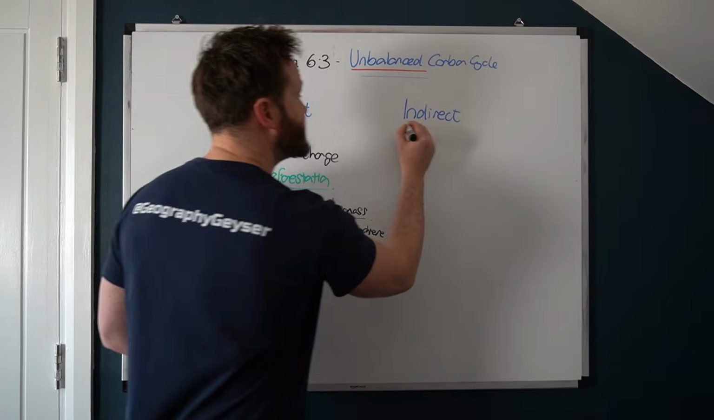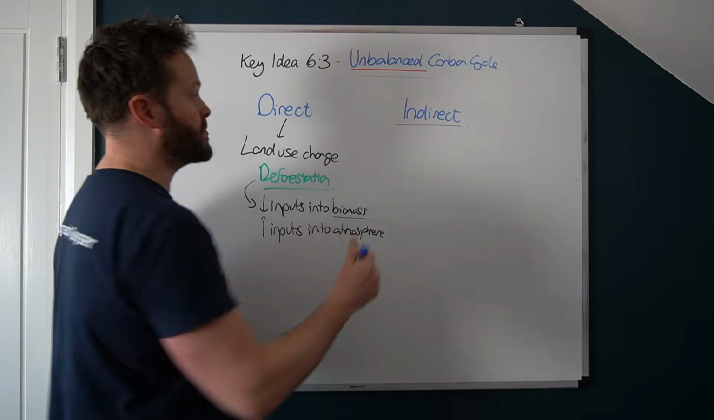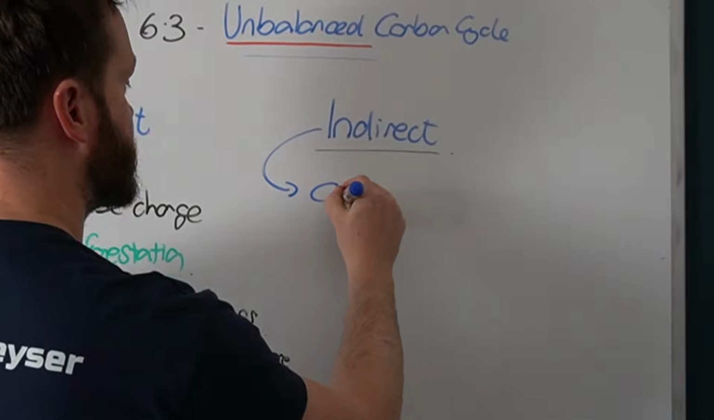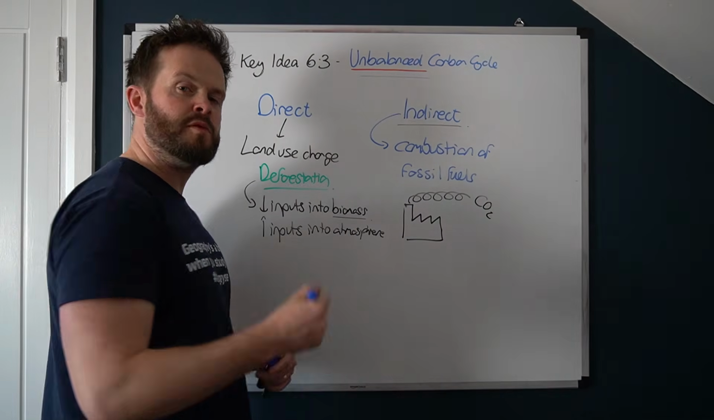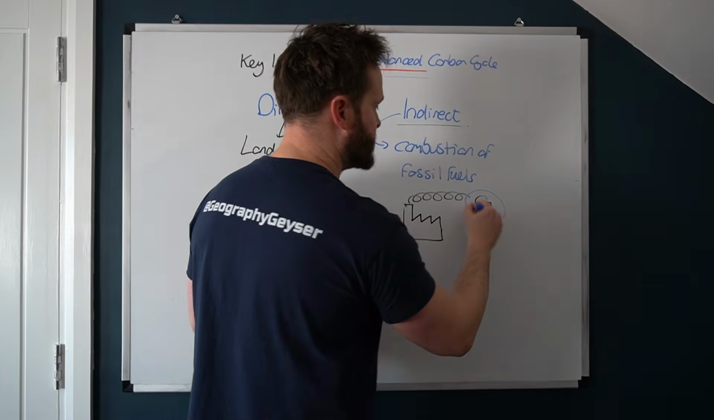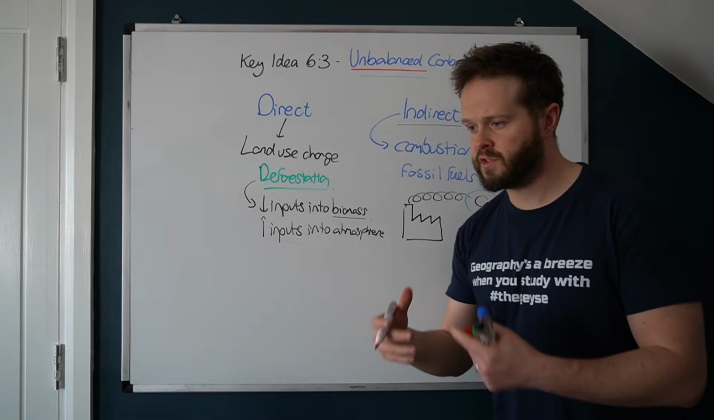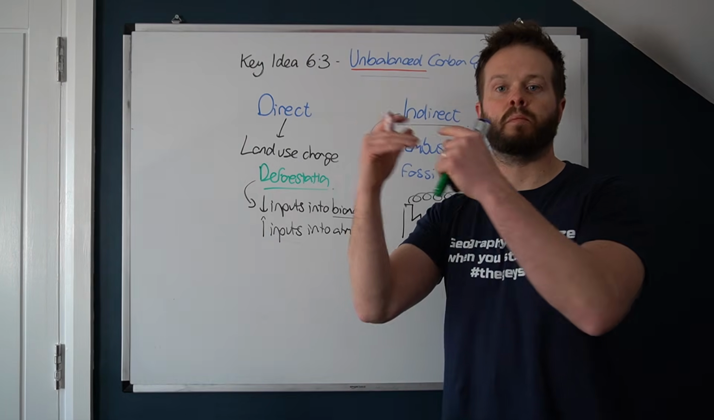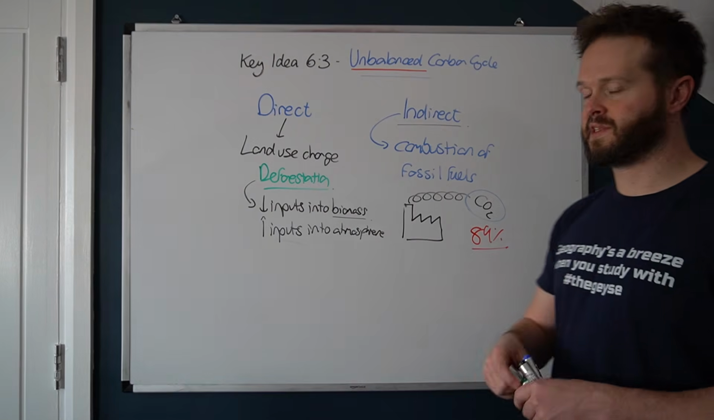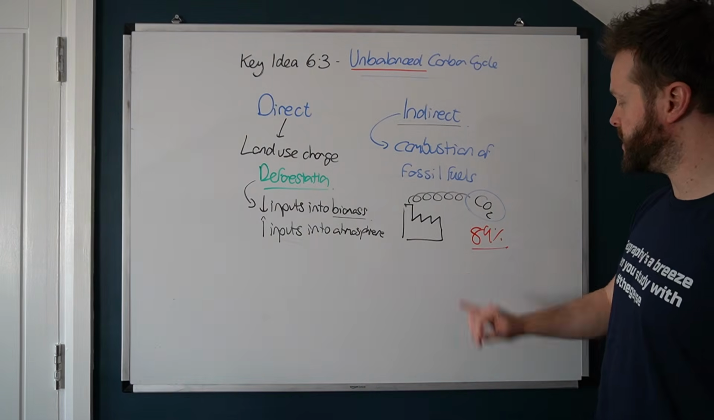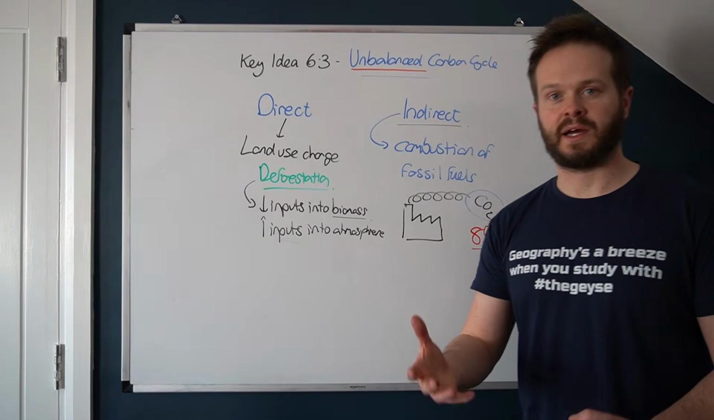The other way is the indirect. The main thing that you want to think about with the indirect unbalancing of the carbon cycle is the combustion of fossil fuels. You mainly want to be concerned with this CO2. Carbon dioxide, in terms of the levels of greenhouse gases that are above natural background levels, constitutes around 89% of those additional greenhouse gases. So it is the most significant contributor to what we term today as the enhanced greenhouse effect.